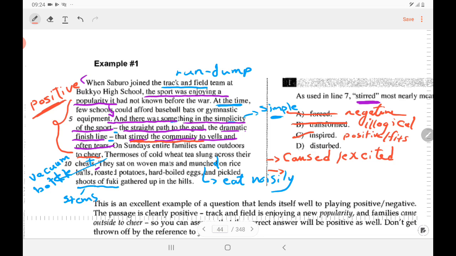Choice D, disturbed. To disturb is to prevent a process or an activity from continuing, to interrupt, to stop. So you can say it is positive or negative? Negative, yes. And if it's negative, it doesn't fit our context, which is positive.